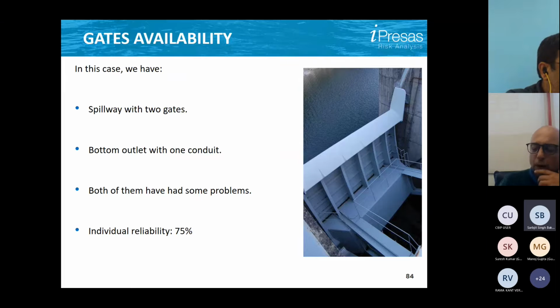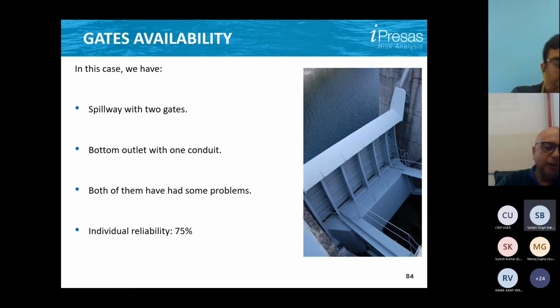So in this case, what do we have to write down? We have a surface spillway with 2 gates, and a bottom outlet with only 1 gate. Both of them had problems, so the individual reliability of each gate is 75%, as I anticipated. So write this down, because we will need to incorporate this into the software manually. Okay?